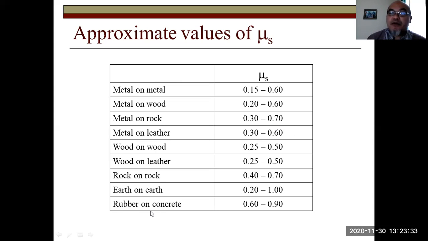And here we have rubber on concrete, which has a very large mu s, 0.6 to 0.90, because rubber itself, we know, is very sticky, and concrete itself is very rough. When the two interact with each other, they are very difficult to move against each other.